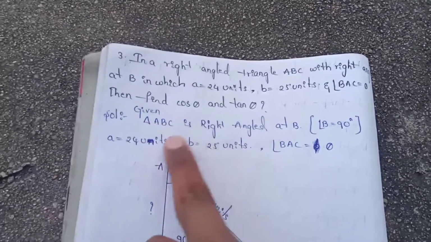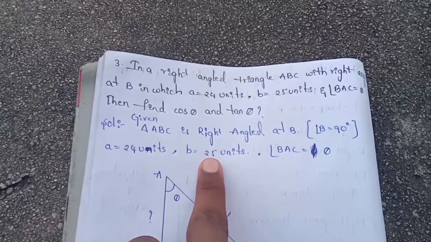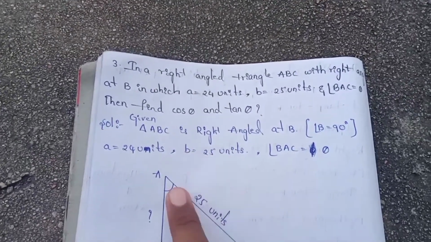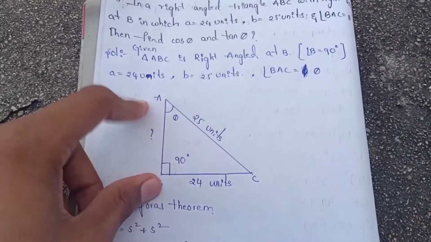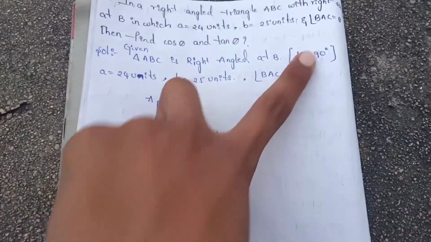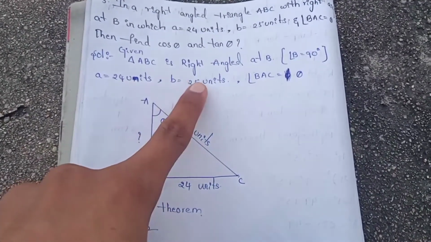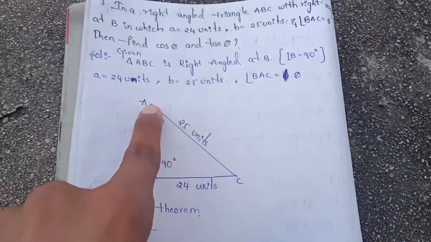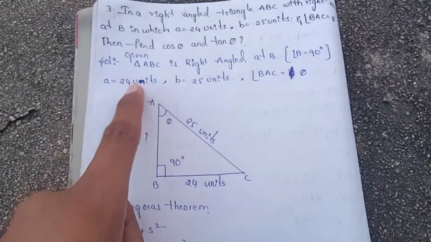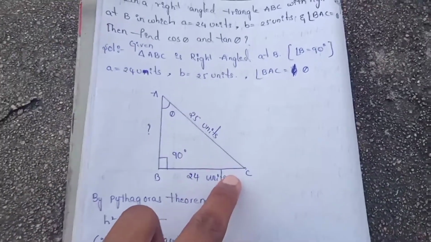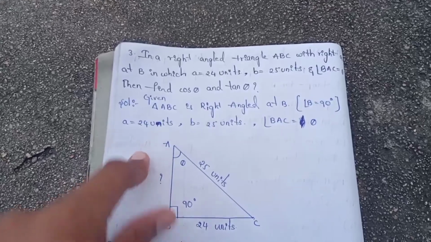See which is greater in this? 25 units is greater. So we have to assume this is the hypotenuse. We have to draw a triangle ABC. B is 90 degrees. Since 25 units is greater, we have to write it on this side. AC is 25 units and 24 units as BC. See here, we have to write 24 units. Here AB we have to find out.